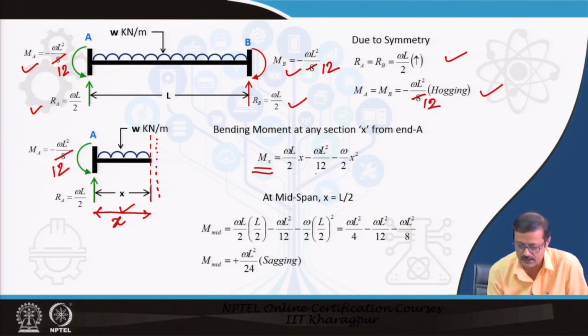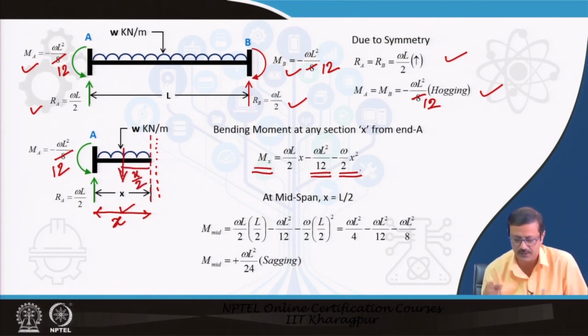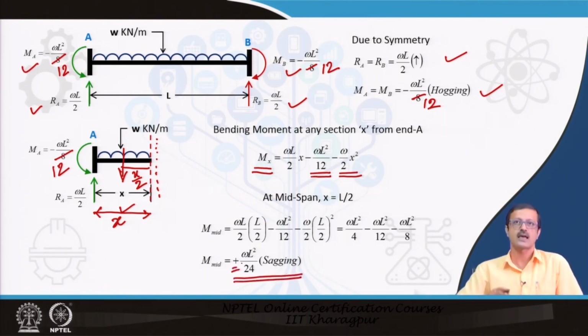Here in the equation it is correct: WL square by 12 negative, and Wx square by 2, that is due to the UDL. W into x is the total load and that acts at a distance x by 2, which you already know. So, this is the expression for the bending moment, and at the midspan I am interested to find out what happens to the bending moment at x equal to L by 2. So, I put x equal to L by 2 in this equation and finally found that this midspan moment is positive, and that is a sagging kind of moment.